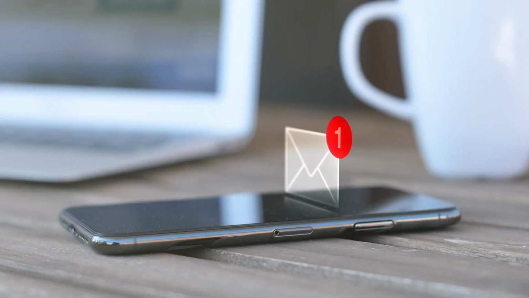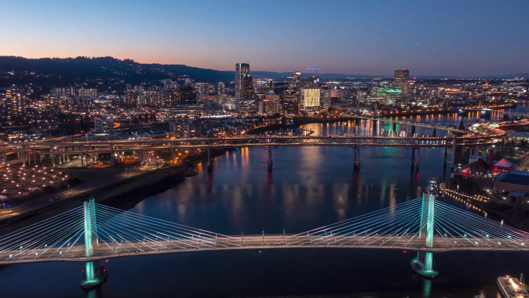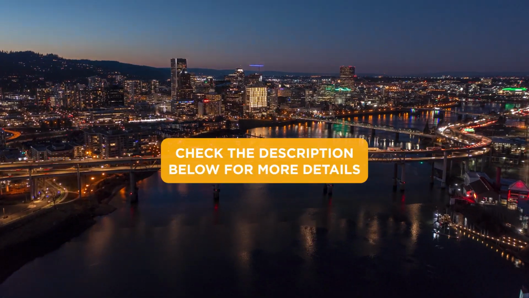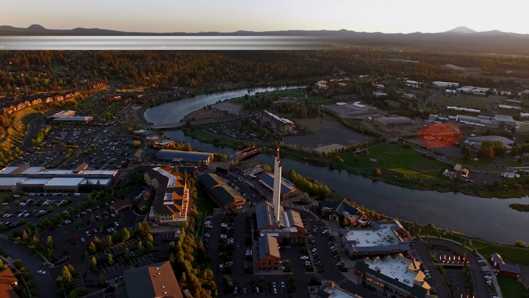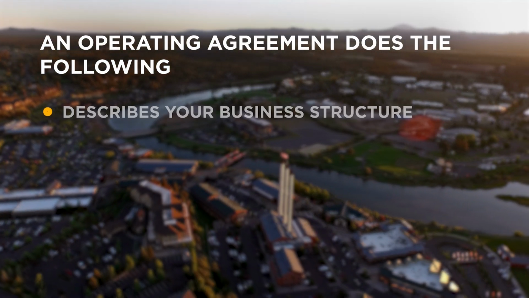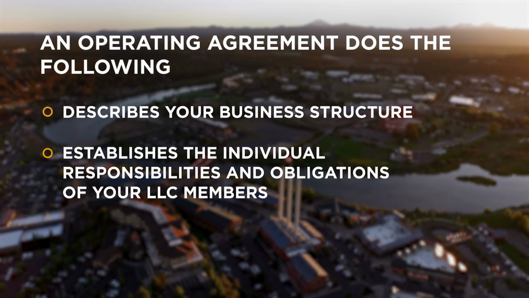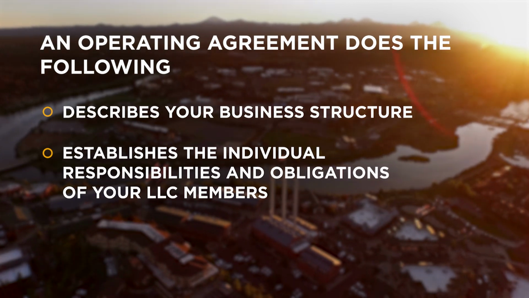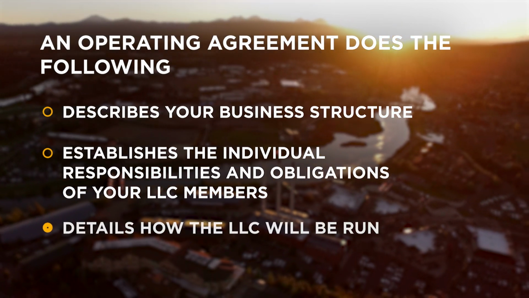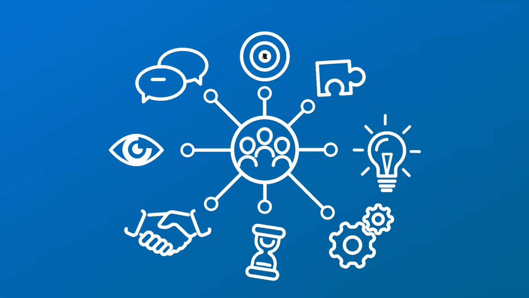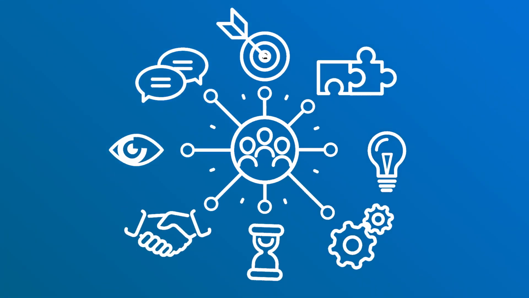The filing can be completed online or through the mail. Note that there is a fee. Check the description below for more details. Step 4. Next is to create an operating agreement. An operating agreement does the following: describes your business structure, establishes the individual responsibilities and obligations of your LLC members, details how the LLC will be run. Although Oregon doesn't require one, an operating agreement clarifies the specific duties of its members, which may help your LLC avoid significant legal and operational difficulties.